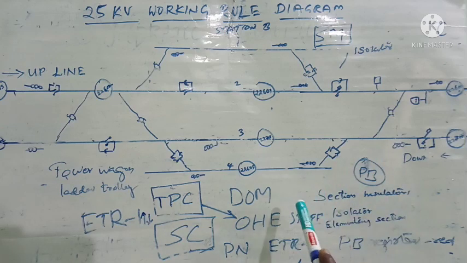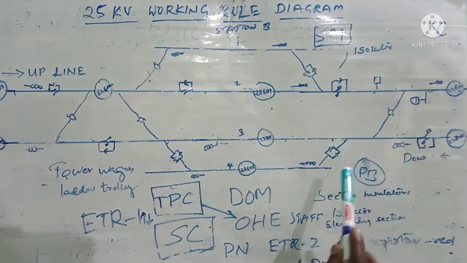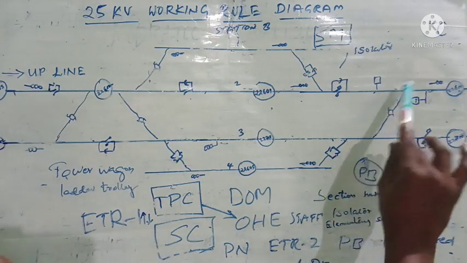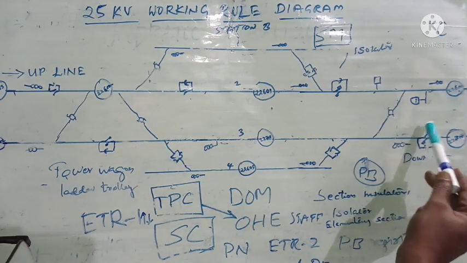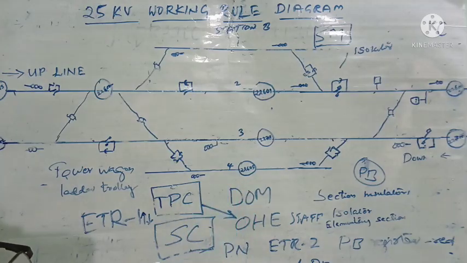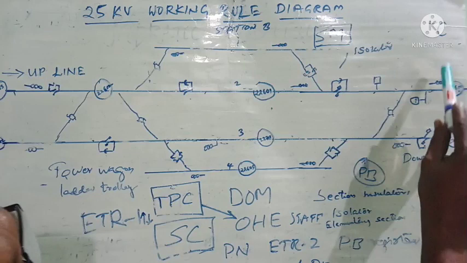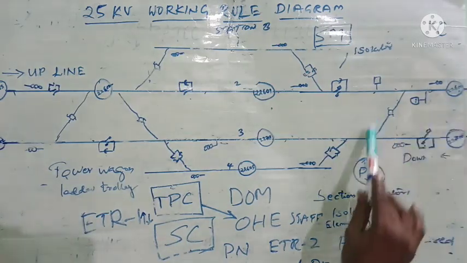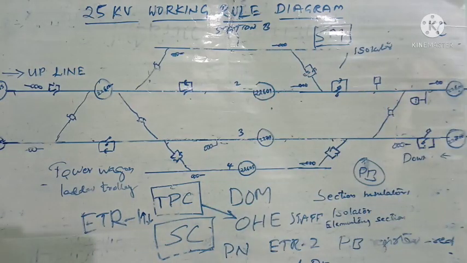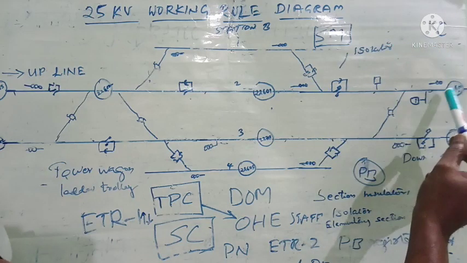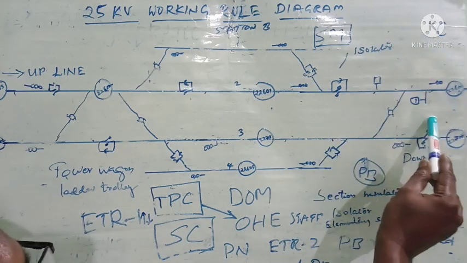Now one more difference between the programmed power block and the emergency power block is that with a train in this section itself, the TPC can avail the power block. Suppose a train has left station B towards station C and has not yet reached station C, he can still avail the power block, whether it is a diesel train or an electric train.